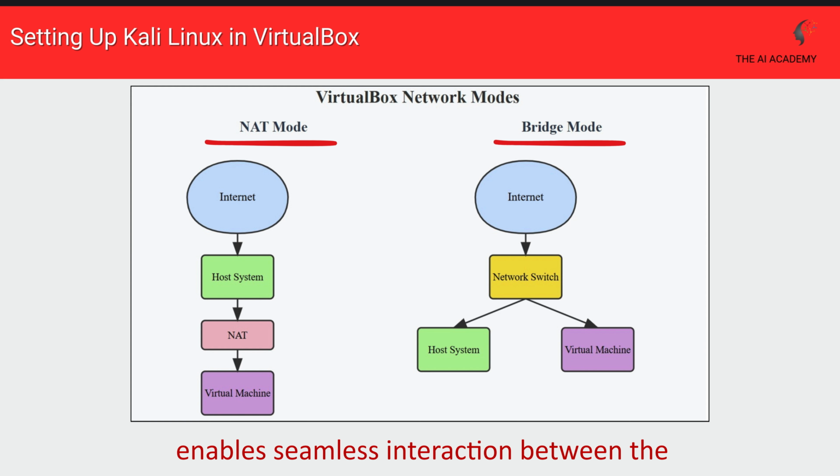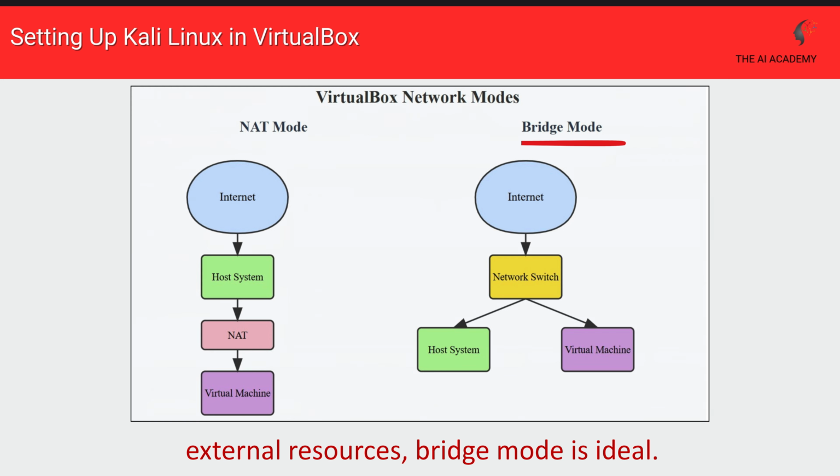Communication. It enables seamless interaction between the host and VM, and between multiple VMs. Internet access. Perfect for simulations that require external connectivity, like testing web applications or downloading additional tools for the attacker system. Example use case. If you're simulating a real-world attack where both the attacker and victim systems need to communicate with each other and access external resources, Bridge mode is ideal.